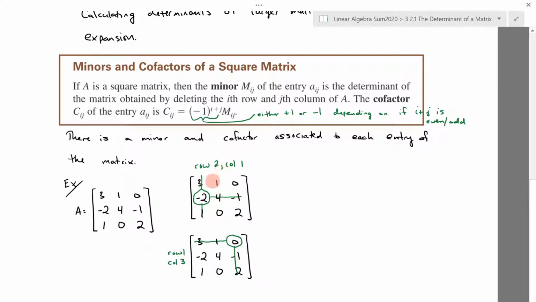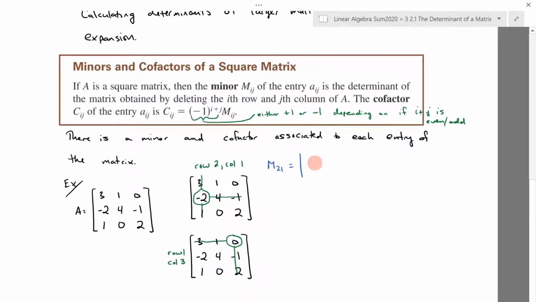Okay, so first let's calculate M21. Again, M21 means that I want row 2, column 1. So first I cross out row 2 and also cross out column 1. I put a circle in the negative 2 here because it's useful later on, but for now that's not actually part of the calculation. So if I cross out row 2 and column 1, I have 4 entries that are left over, so 1 0 0 2, and this forms a 2x2 submatrix, and so the minor will be the determinant of this submatrix.